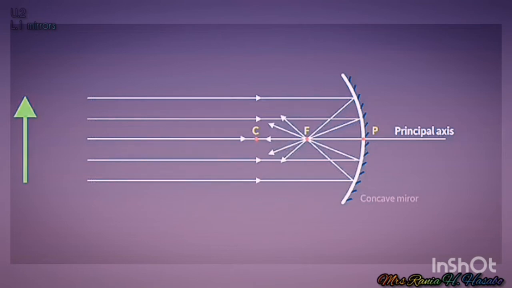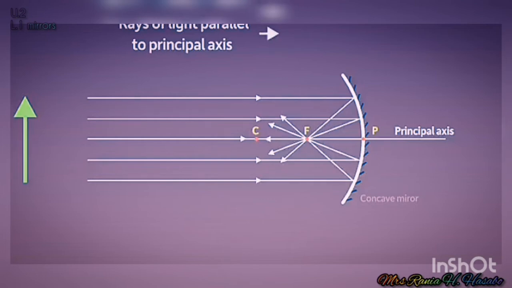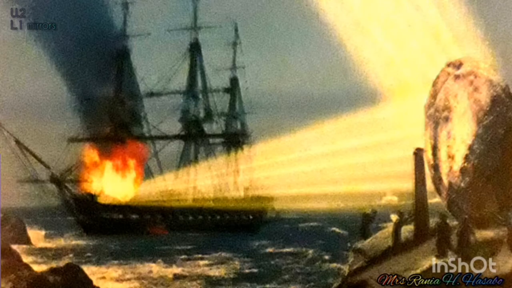From these properties, Archimedes used sunlight as a weapon against the Roman fleet. A huge concave mirror was placed to collect the sun rays and direct them toward the sails of ships, which represents the focus of the mirror, so as to generate extreme heat that led to burning of these sails.